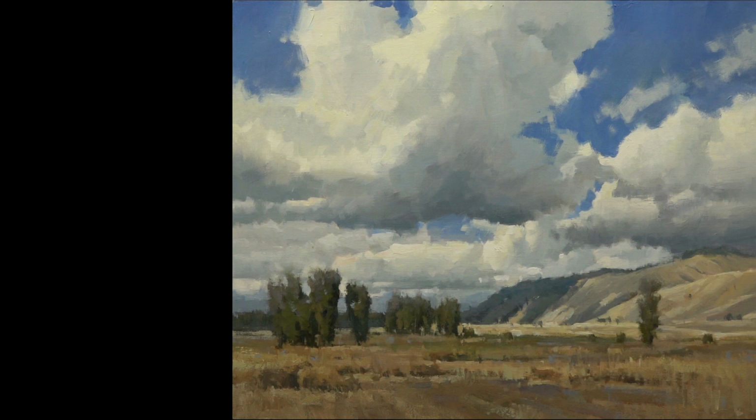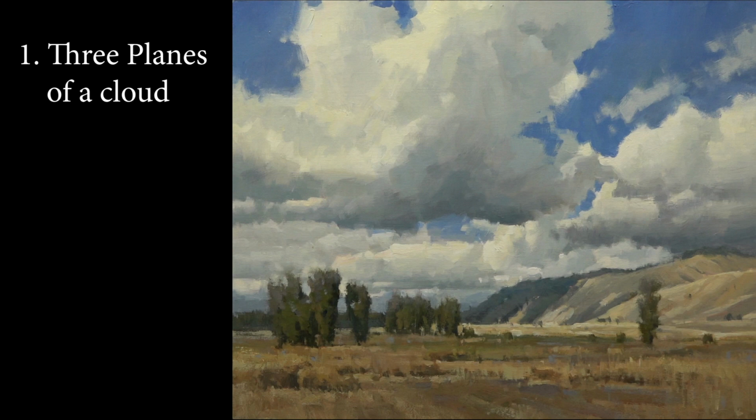Okay, and so we've talked about 3 planes of a cloud, that there's a light side, there's a halftone, and then there's a darker shadow underneath. And I've illustrated and demoed how I've organized my palette to reflect these 3 planes, and hopefully that has been something that's been useful and helpful to you.